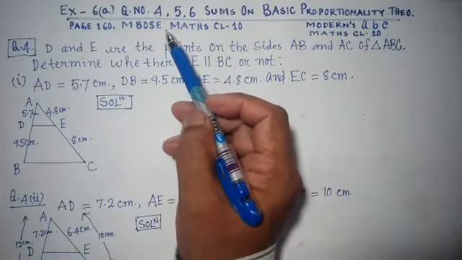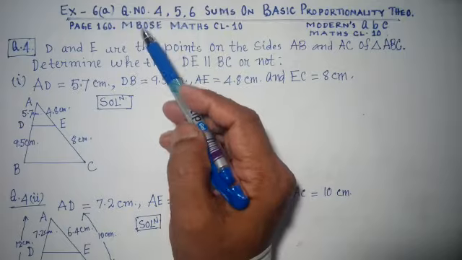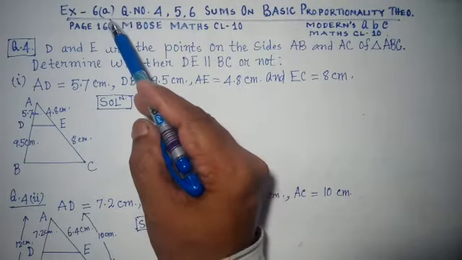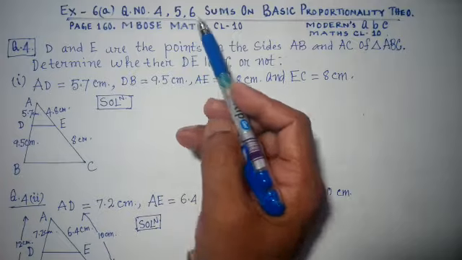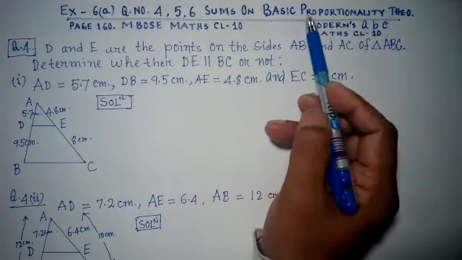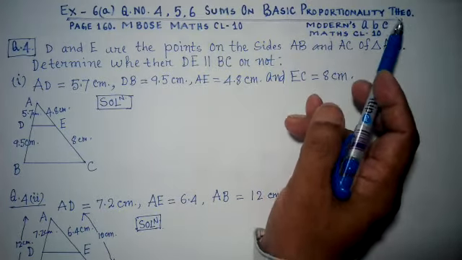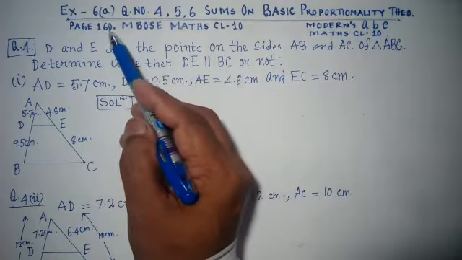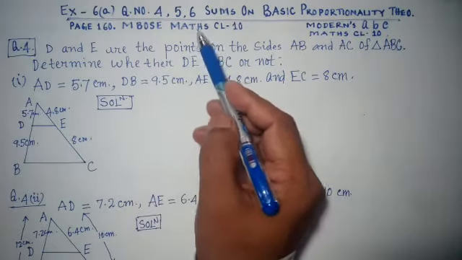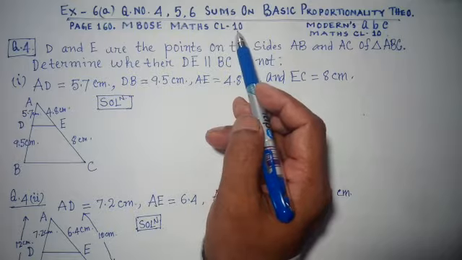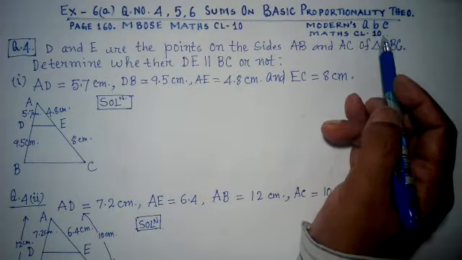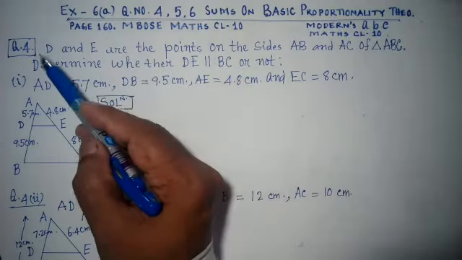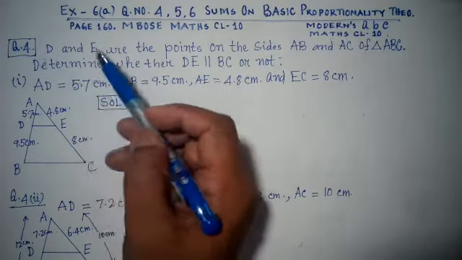Hello my dear students, today again we will learn exercise 6a, question number 4, 5 and 6, sums on basic proportionality theorem, page 160, MBOSE Maths book class 10 or Moderns ABC Mathematics class 10. Look, question number 4, what is given?